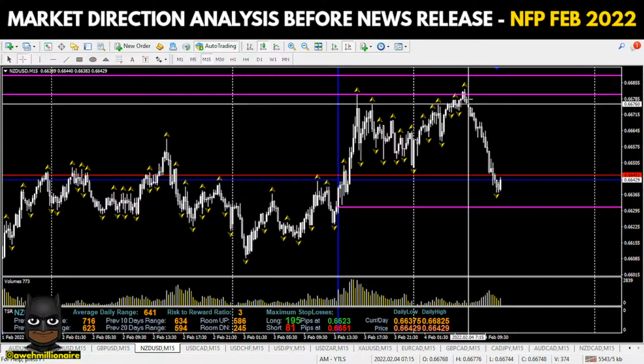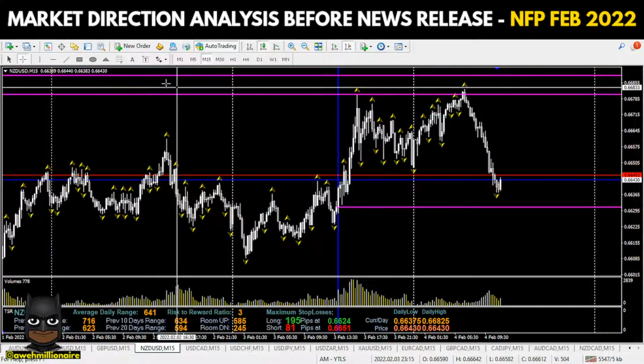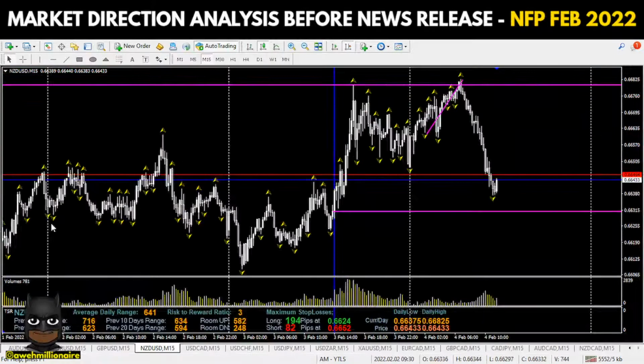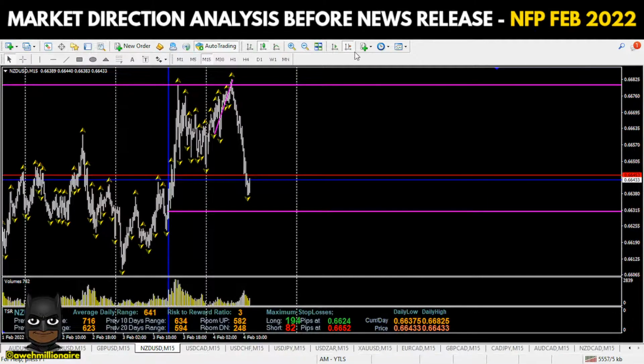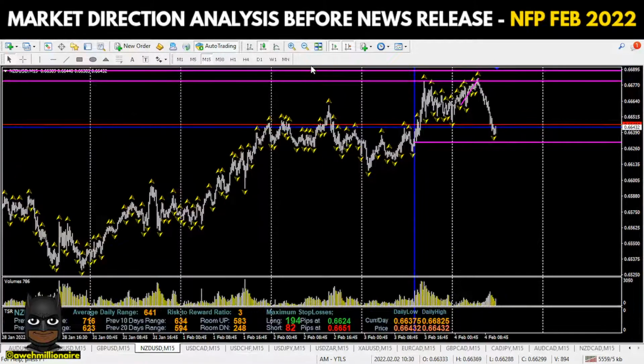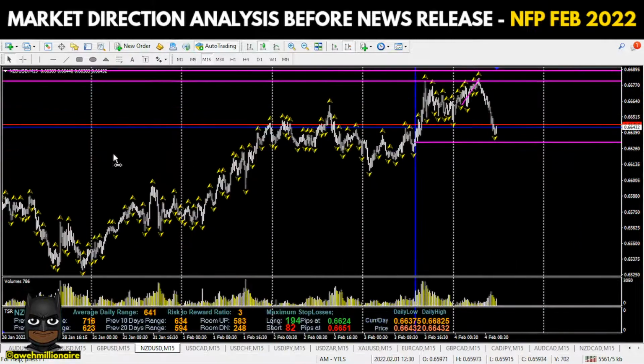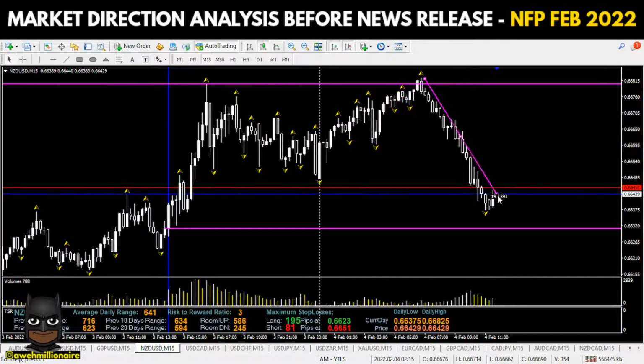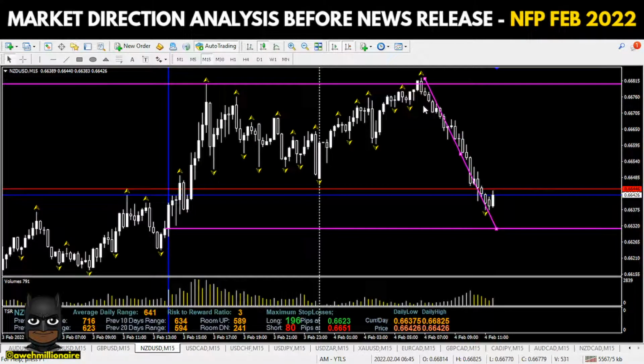NZDUSD, as you can see there, price came up early this morning to test the supply level, the supply level from the 26th of Jan as well. So since price is coming down from the supply, what we want to do here for NFP is wait for price to come down, test the demand level, and then from the demand level we can look to buy from there. Okay, so if you caught the sell early this morning, then you should be happy. But now in terms of NFP, we'll see if price comes down to test the demand level.